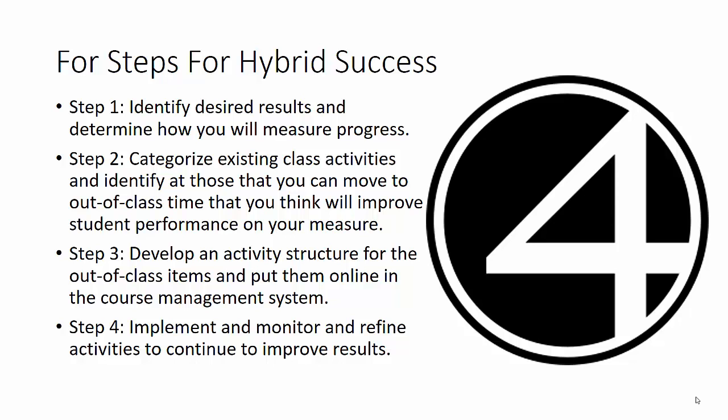Step 1, identify your desired results and determine how you'll measure progress. Step 2, categorize any existing class activities and identify those activities that you might be able to move to your out-of-class time or that you think will improve student performance on your measure. You may also, at this time, think of brand new activities to move to your out-of-class time. Step 3 is developing an activity structure for your out-of-class items and then put them online in the course management system. And then step 4, implement your plan, monitor and refine activities to continue to improve your results.